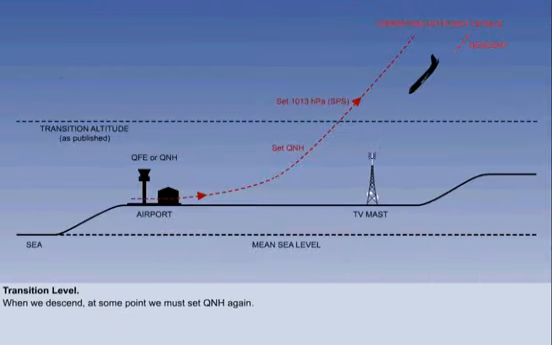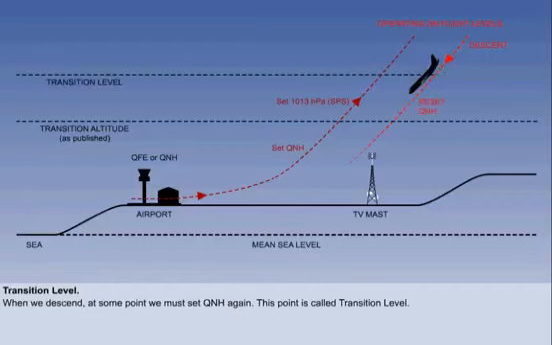Let us assume that we have conducted the main part of our flight above the transition altitude and have been using flight levels. We now wish to descend. At some point we must set QNH again. This point is called transition level, and, just as transition altitude was used only for the climb, transition level is used only for the descent.